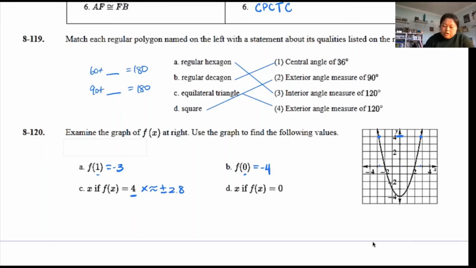All right, next one should be a little bit better. It's a little bit more exact. What if you know your y is 0? What is your x? So on the x-axis, what are your intercepts? Well, both at positive and -2.